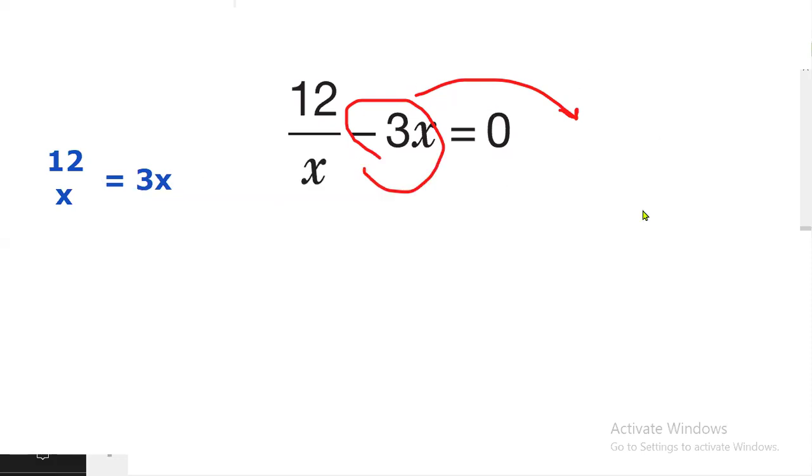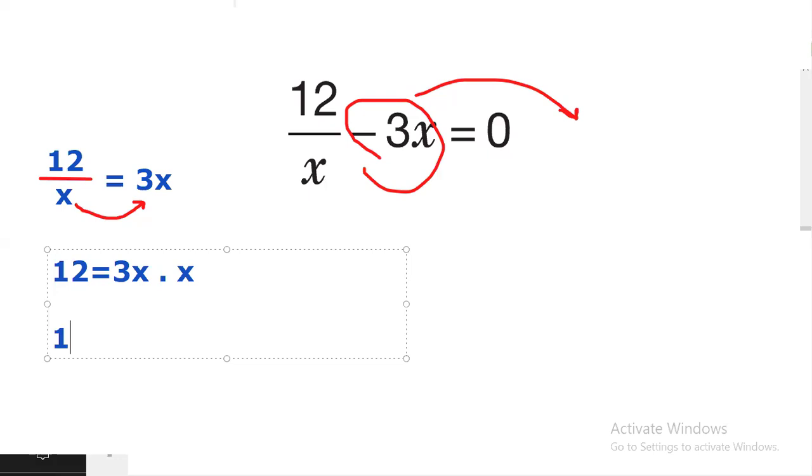Now, after doing this, I can get rid of the x in the denominator. I can get rid of it by taking it to the other side, or cross multiplying. This is divided by x, which means I can take it to the other side by multiplying. So I end up with what? Very good. 12 equals 3x times x. This means that 12 will equal 3x power of 2. x power of 2.